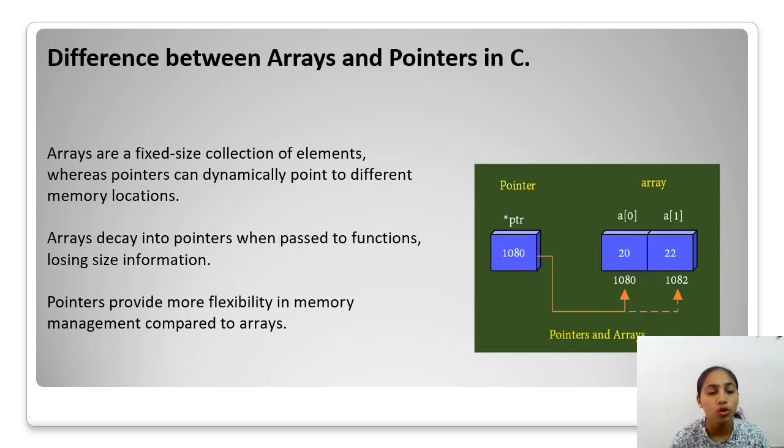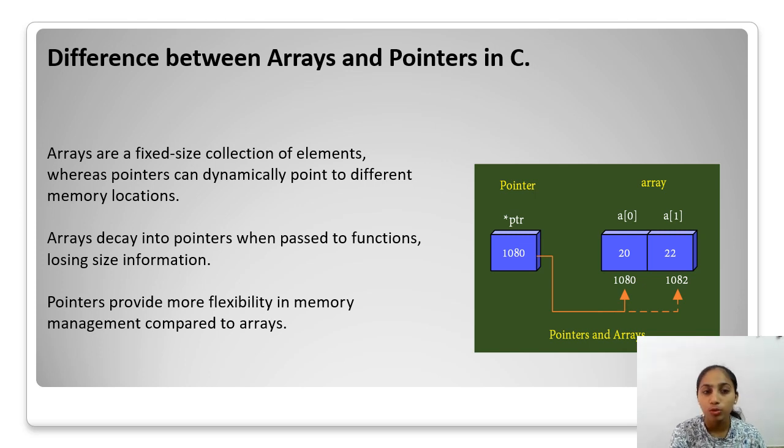And then we will move on to the next slide, that is the difference between arrays and pointers in C. Arrays are a fixed size collection of elements, whereas pointers can dynamically point to different memory allocations. Arrays decay into pointers when passed to functions, losing the size information. Pointers provide more flexibility in memory management compared to arrays. And then here we can see the pointer and the arrays.